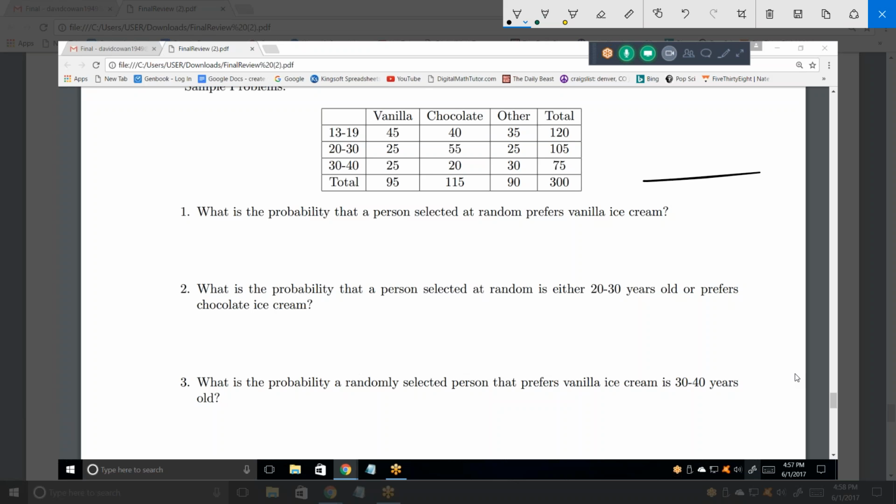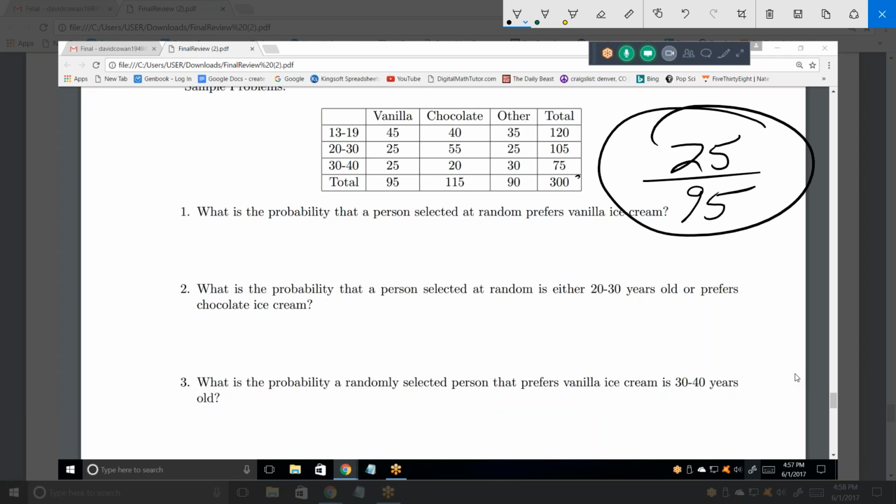So forget the 300, the 95. We're only talking about 95 people that like vanilla ice cream. And what percentage of them, or how many, 25 of those? 25 out of 95, yeah. That's the answer. In other words, we didn't care about that. We've eliminated that. They've narrowed it down to this column only when they ask the problem.